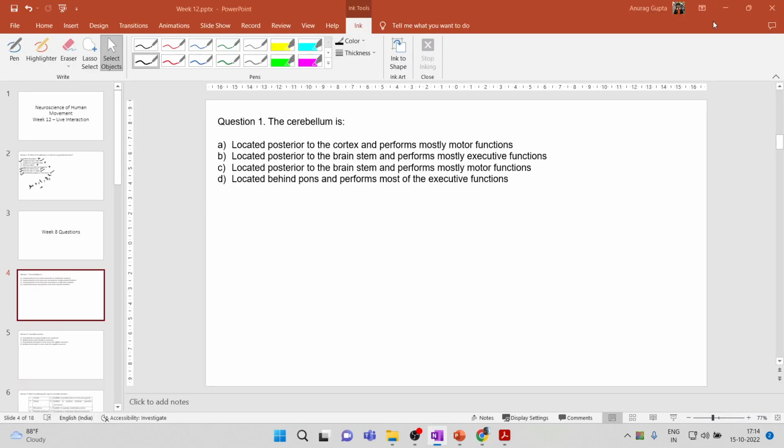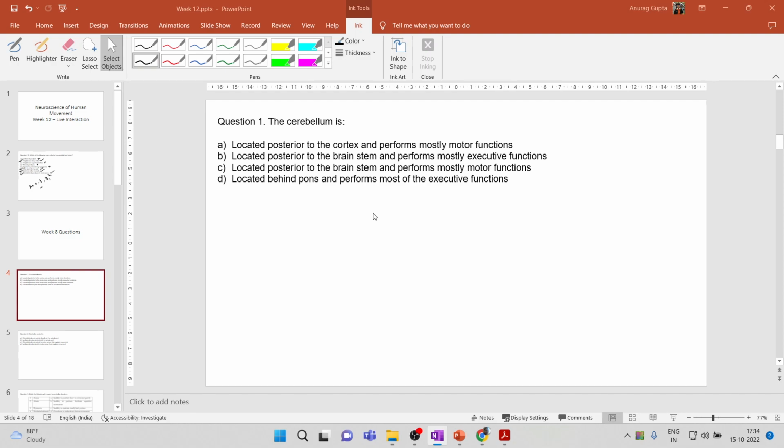The cerebellum is located posterior to the cortex and performs mostly motor functions. It is located posterior to the brainstem and performs mostly executive functions. Located posterior to the brainstem and performs mostly motor functions. And located behind the pons and performs most of the executive functions.